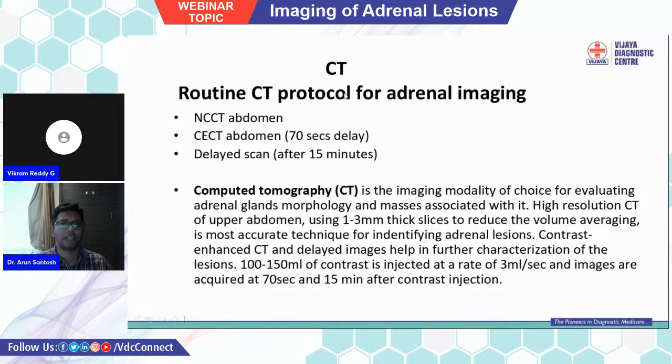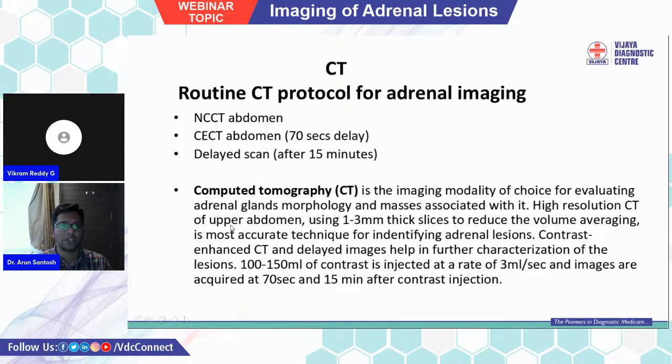Next, coming to the CT protocol. The routine CT protocol for adrenal imaging is that we first take a non-contrast abdomen, then a CECT abdomen, that is at 70 seconds delay, and a delayed scan, that is after 15 minutes. CT is the imaging modality of choice for evaluating adrenal glands because of its morphology, ease, 3D dimensions, and the masses associated with it.